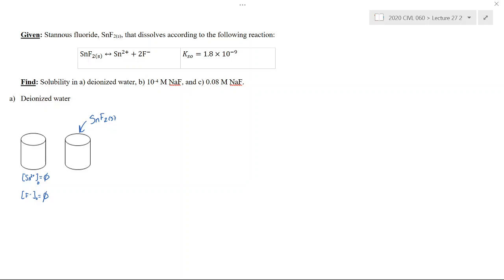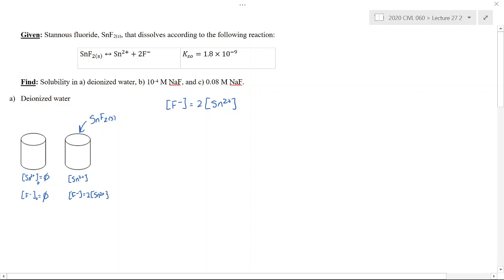And one important thing to note about this problem is because there's a single stannous but two fluorides for every molecule, it means that my fluoride concentration is going to be equal to 2 times my stannous concentration. And so here I'll have a stannous, and it's all added by the solid being added to the solution, and my fluoride will be 2 times that value.